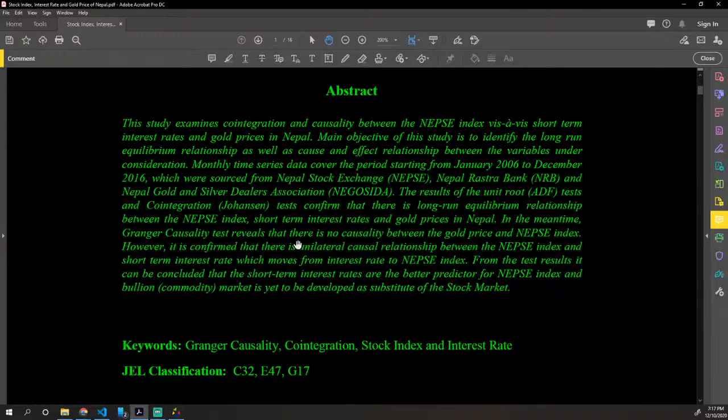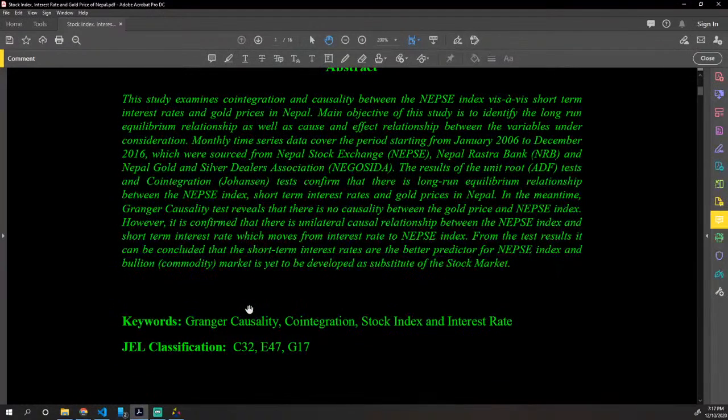Okay, so main objective is that, and then after that, monthly time series data cover the period starting from January 2006. Okay, that's the time frame, to December 2016. So that is exactly 10 years, right? That will be 1 year, and then 2, 3, 4, 5, 6, 7, 8, 9, 10. And which are sourced from NEPSE, Nepal Rastra Bank, and then after that Dealers Association.